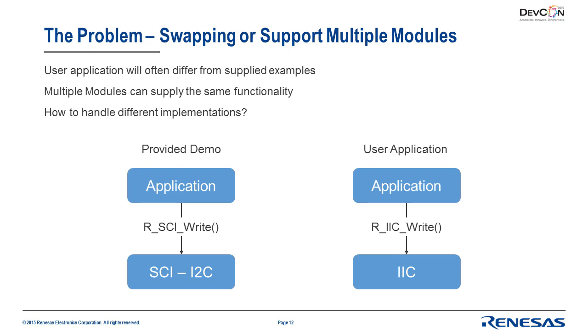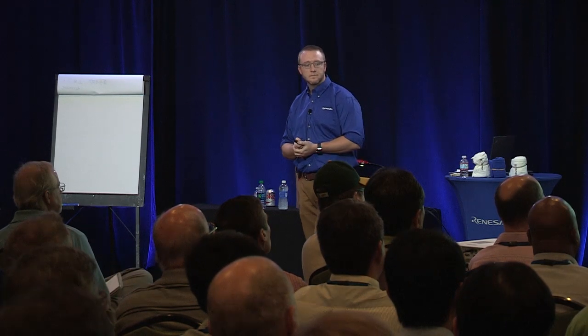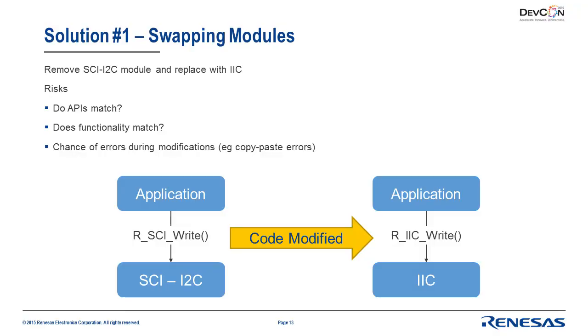The problem or the issue here is that there's multiple modules that can supply the same functionality. And we need a way of supporting them without having to have n number of different app notes or sample codes available to you. So how do you handle those different implementations? Let's look at a couple ways you could do it. One is you could just swap the modules. So you remove the SCI module and replace it with the IIC module. So you just modify the code.